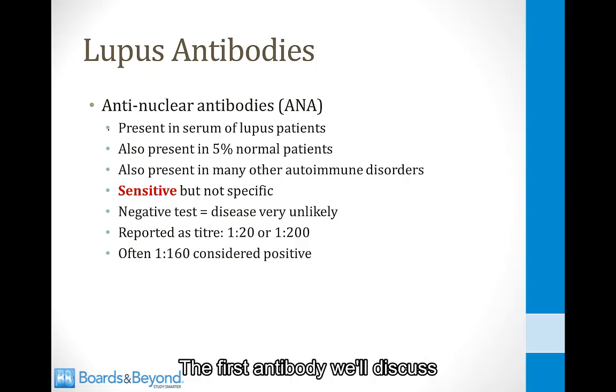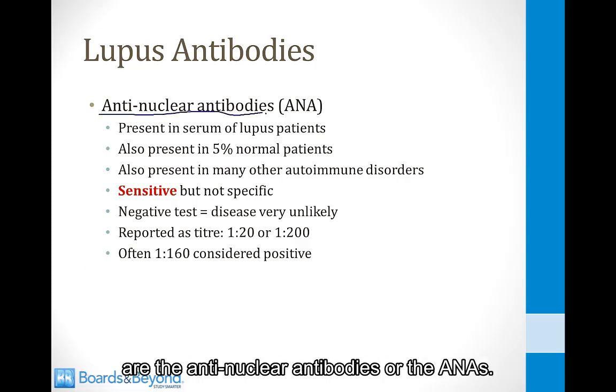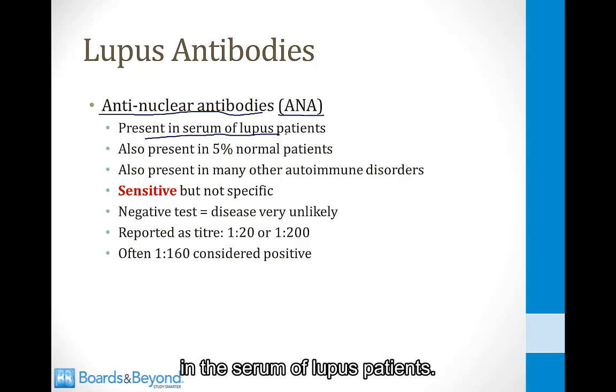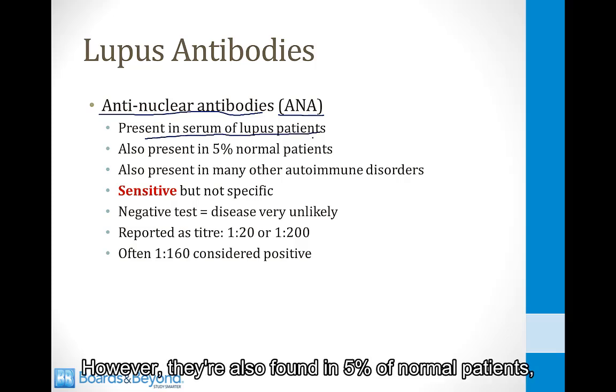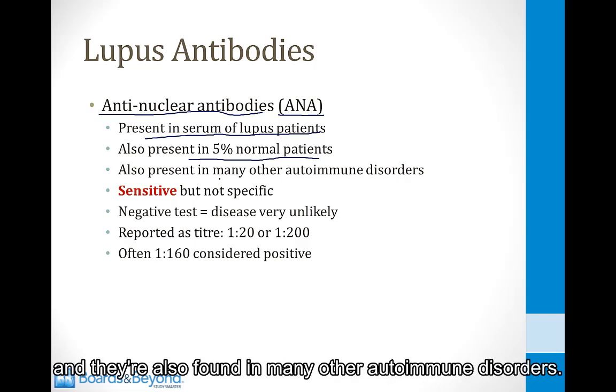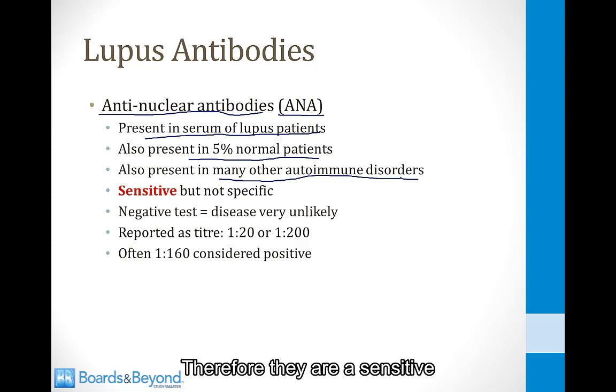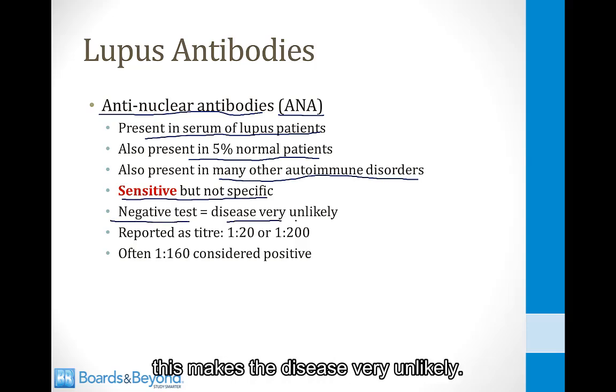The first antibody we'll discuss are the anti-nuclear antibodies, or the ANAs. These are antibodies that are present in the serum of lupus patients. However, they're also found in 5% of normal patients, and they're also found in many other autoimmune disorders. Therefore, they are a sensitive but not a specific test for lupus. If you suspect a patient has lupus and they have a negative ANA, this makes the disease very unlikely.